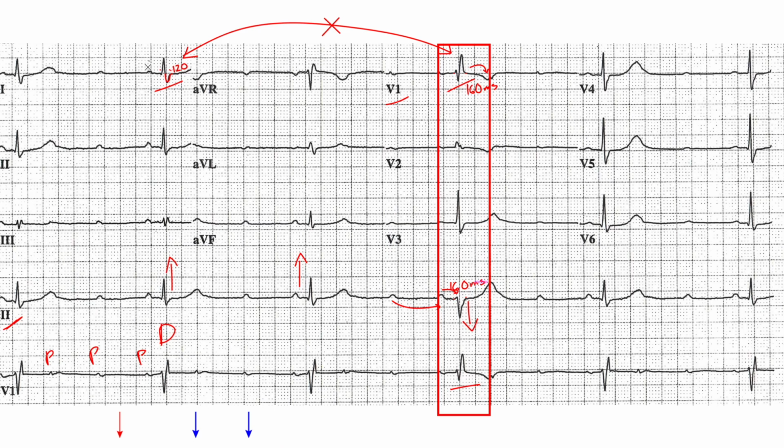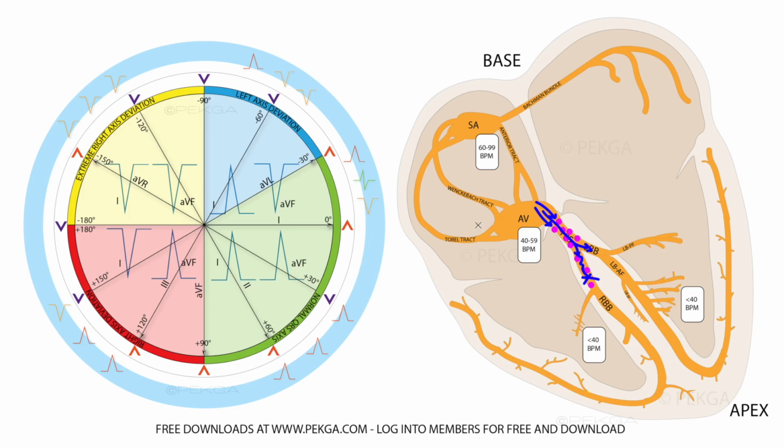So we have a partial right bundle branch block through and through. Okay, so partial right bundle branch block, the slurry S is indicative of it, and then boom, we get a full right bundle branch block. Now conceptually, think about this. This person has a Mobitz type 2 high grade, so it's a higher grade. This is a hair away from being a complete heart block. And then also the right bundle is failing. Pretty dangerous.